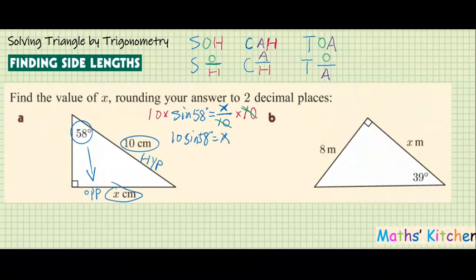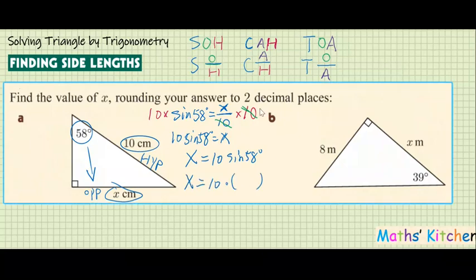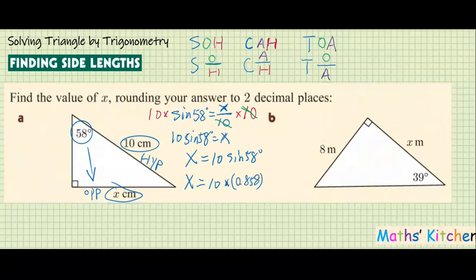And of course, you can swap them around. Now put in your calculator, find the value of sine 58. Make sure you use degree mode, not radian mode. When putting sine and 58 in the calculator, I get approximately 0.858. Now I times 10. Finally, x equals 8.58 centimeters.